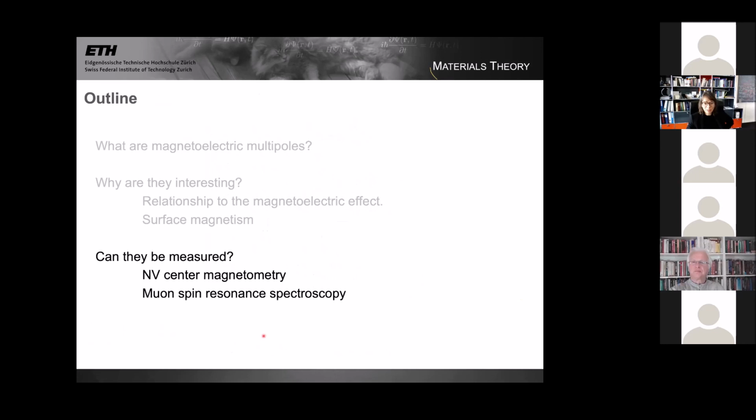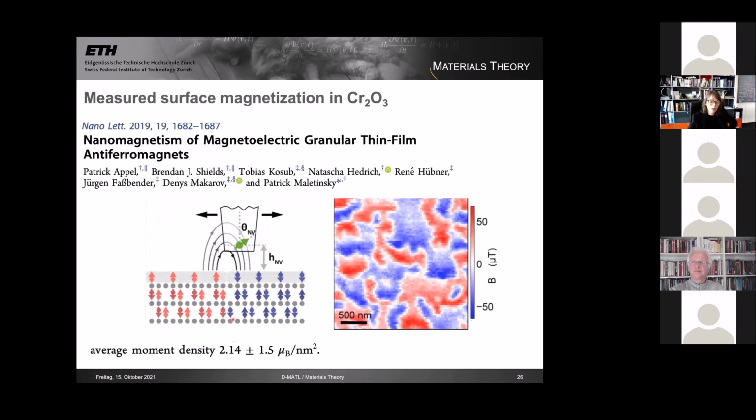So let me finish then with what I think I'm just going to have time to show you, one example of measuring these magnetoelectric multipoles through this surface property. This is an example from one of the latest speakers in the session, Dennis Makarov and his colleagues, who used NV center magnetometry to map the surface magnetization on a multi-domain sample of chromium-203.